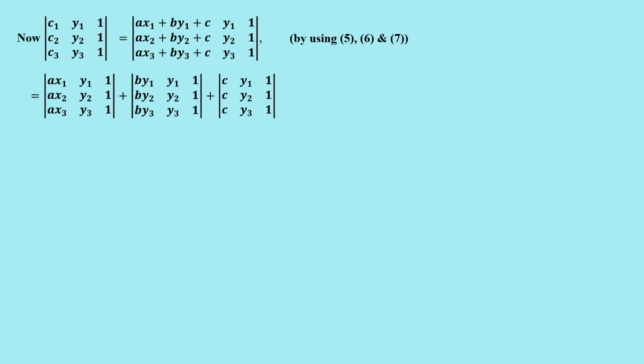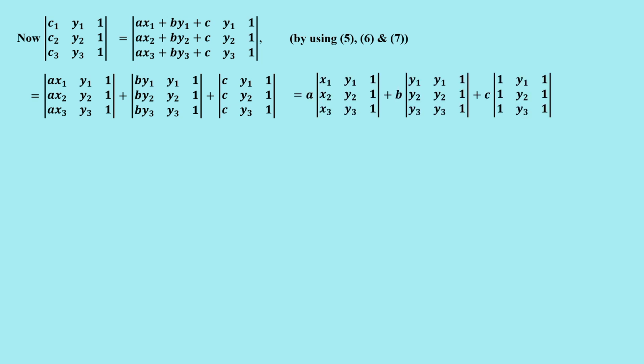Then the second term, plus by1, by2, by3, y1, y2, y3, 1 1 1. Then the last determinant, plus c in the first column, y1, y2, y3 in the second column, 1 1 1 in the third column. So now we are using the property.